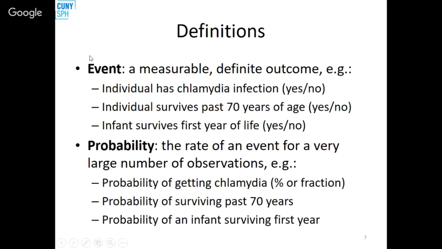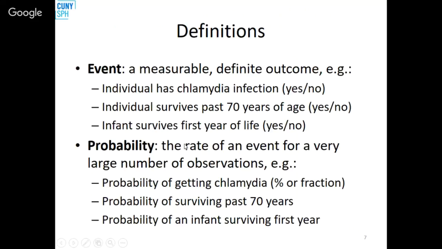Okay, so with those examples, I'm going to go into a little bit of theory now, just starting with some definitions. An event is a measurable definite outcome, such as whether an individual has a chlamydia infection according to the gold standard, whether someone survives past 70 years of age, or an infant survives the first year of life. So these are all measurable and definite.